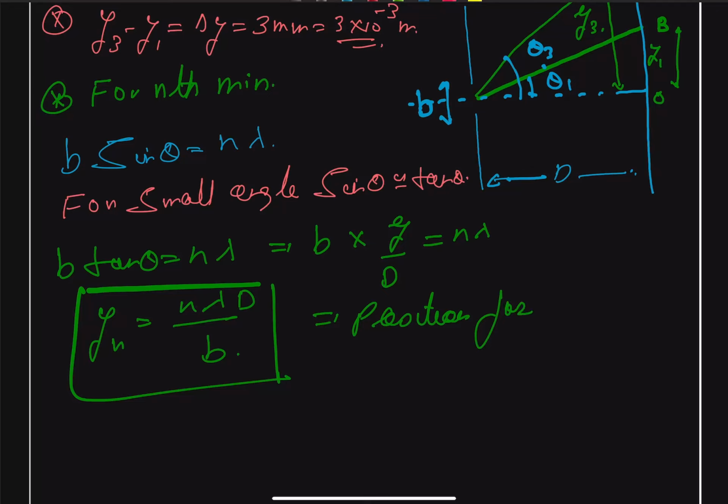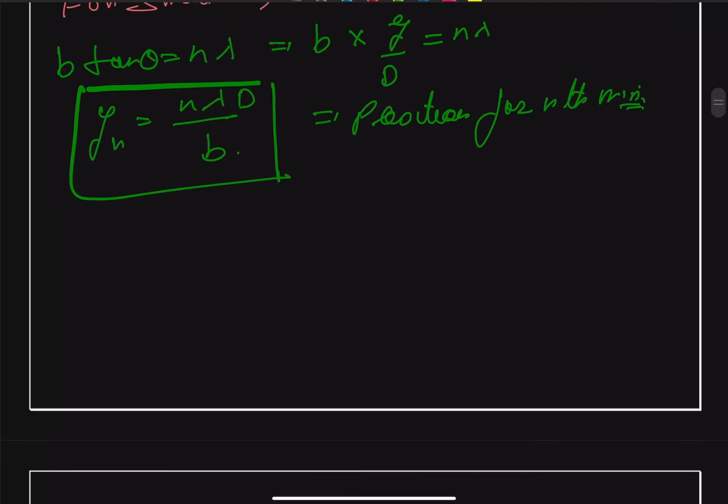Position for nth minima. Now from here we can find out what will be our y1 and what will be our y3. So we are given that our point B is our first minima.